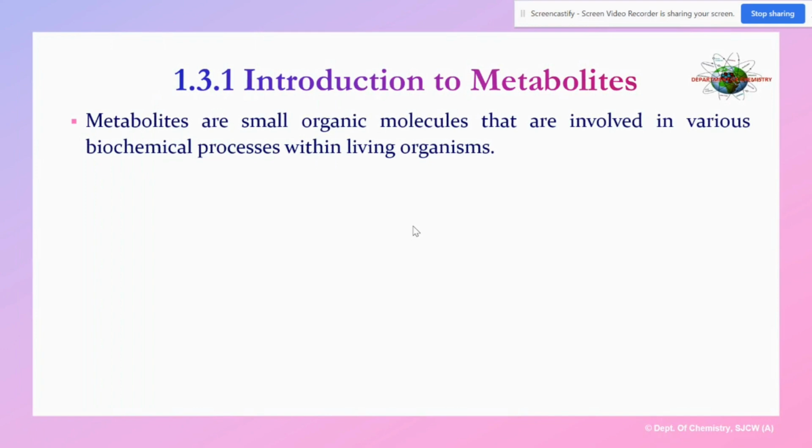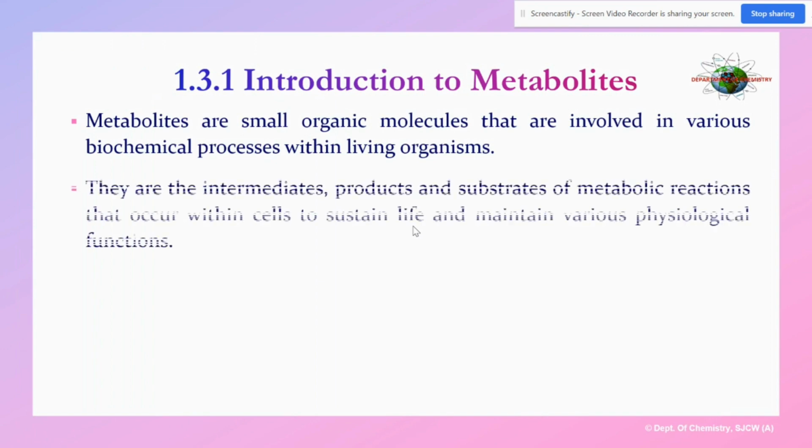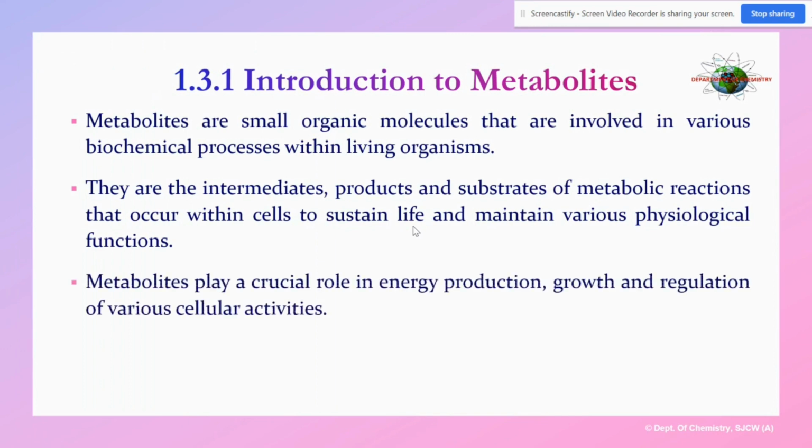Metabolites are small organic molecules that are involved in various biochemical processes within living systems. They are the intermediates, products, and substrates of metabolic reactions. They play a crucial role in energy production, growth, and reproduction. Examples for metabolites are antibiotics and pigments.